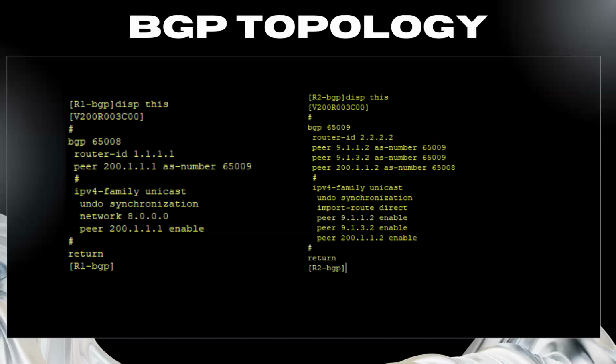So this is the R2 BGP, which is AS 65009 with the router ID of 2.2.2.2. It has three peers, which, as you've seen before, connect to R1, R3, and R4. And these are the IP addresses for R2, R3, and R4. This is the IP address for R1, which has the BGP AS number 65008, unlike router 3 and router 4, which are 65009. And of course, there's the IPv4 family unicast, which is to advertise its IP to R1, which also has the three different IP addresses as its peers.